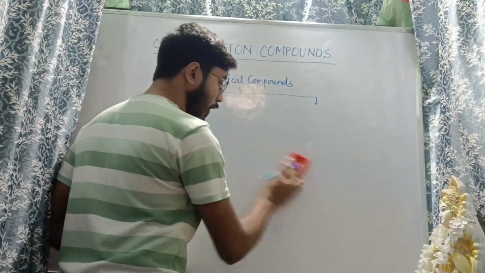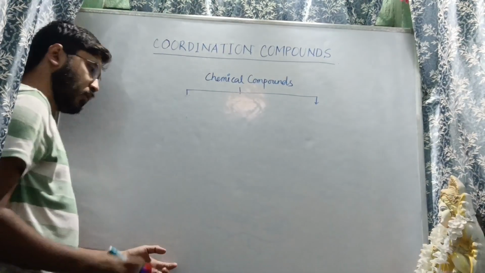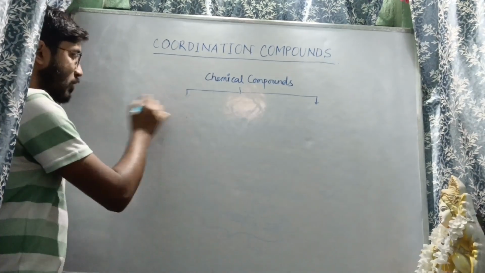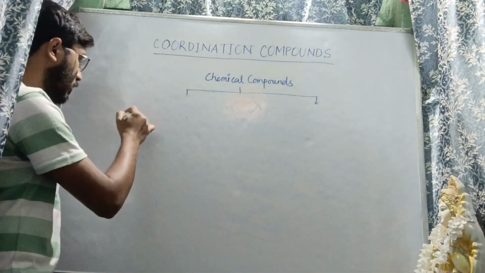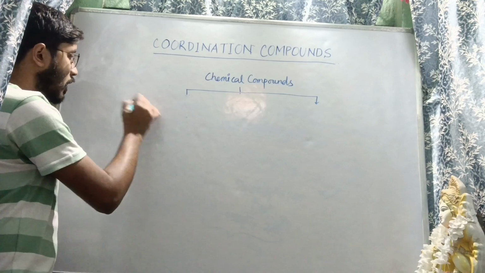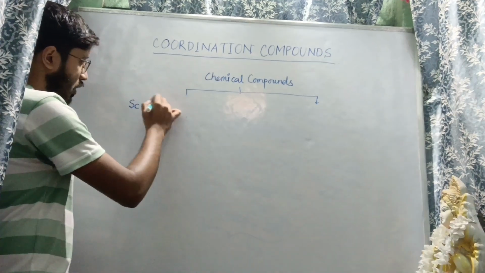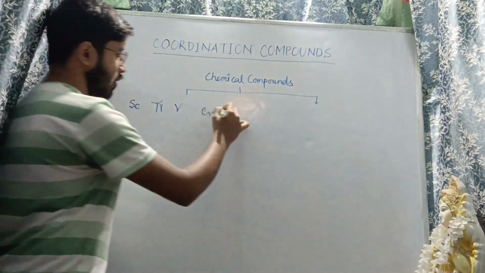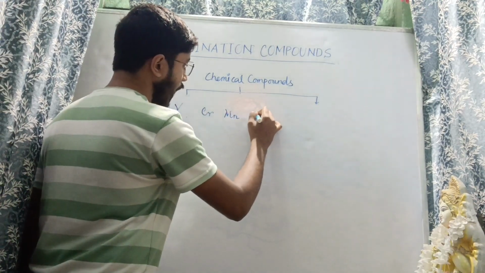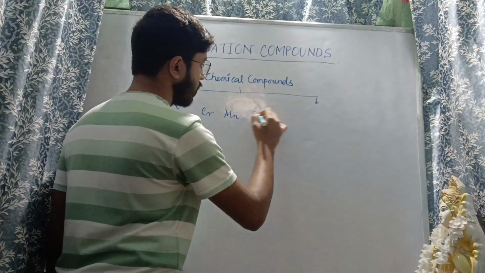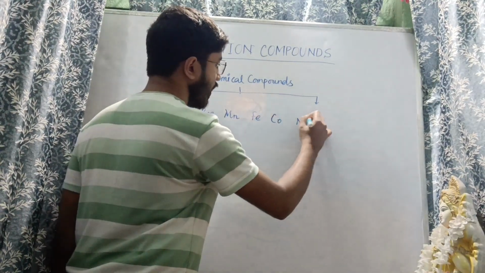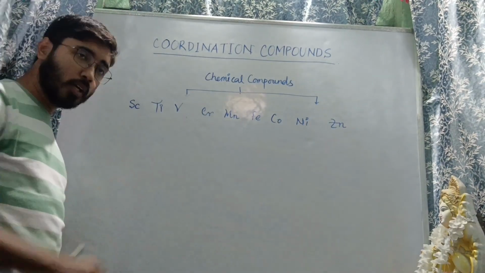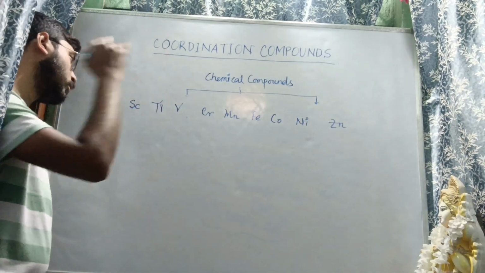In the periodic table, the d block elements have variable oxidation states. So we write the first row of transition elements: scandium, titanium, vanadium, chromium, manganese, iron, cobalt, nickel, and zinc. What is the valence shell electronic configuration of those elements?